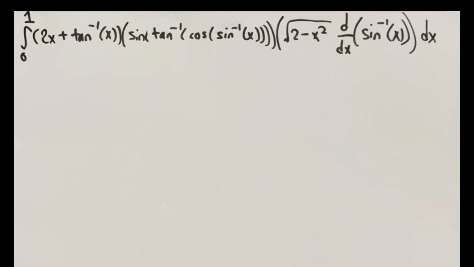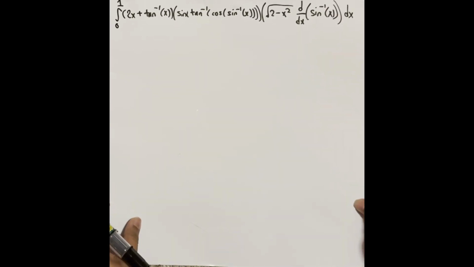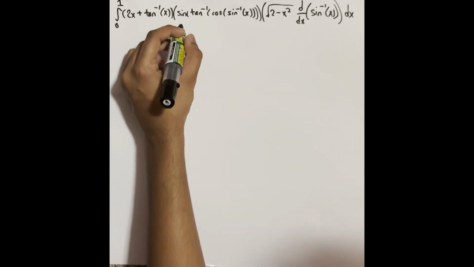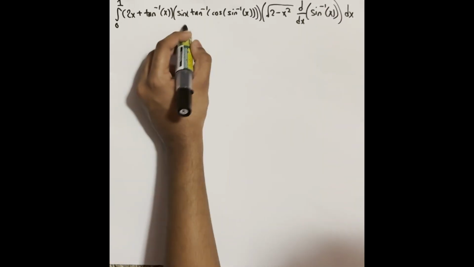In this video, we're going to be solving the integral from 0 to 1 of the quantity 2x plus inverse tangent of x times sine of inverse tangent of cosine of inverse sine of x times the quantity square root 2 minus x squared times the derivative with respect to x of inverse sine of x dx. First, let's look at the nested trig functions. So we start from the innermost trig functions.